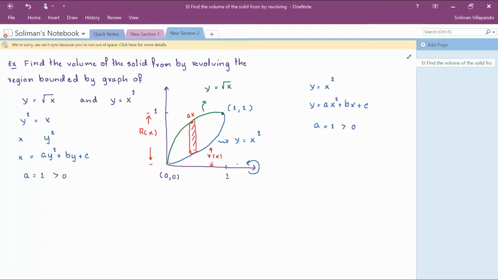Oh, by the way, I did solve for where the graphs intersect. If you set these two equations, square root of x equal to x squared, you will see that the intersection between the graphs is at the points (0, 0) and (1, 1). This is the point where the graphs cross, and this is also the point where the graphs cross. So let's look at the 3D of this picture.